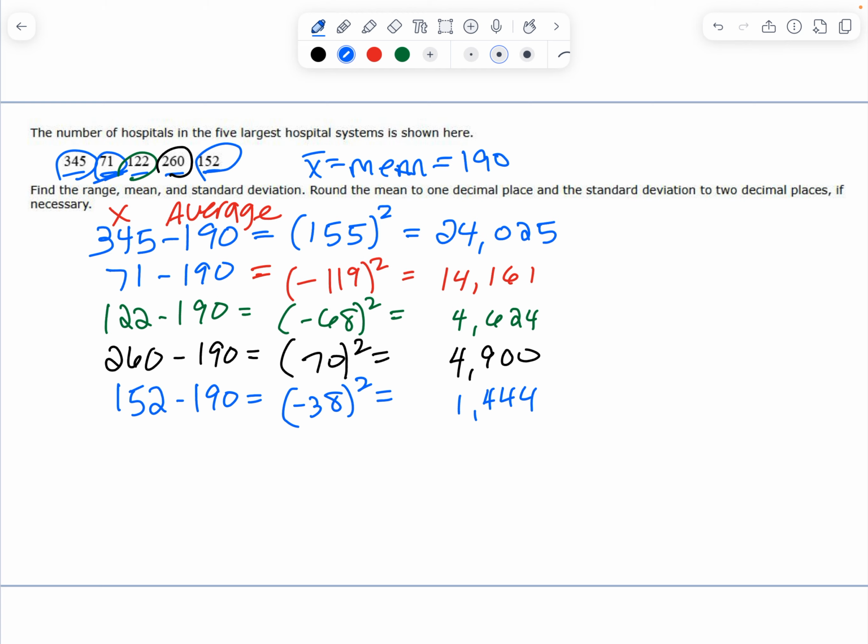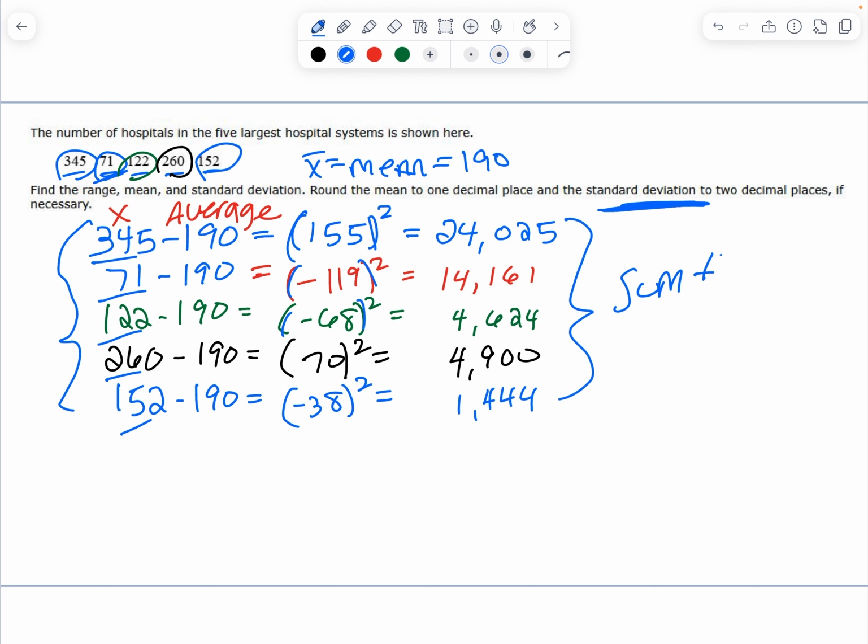So what we did is find the differences between each piece of data and the average. We're looking for deviation. How far away does data vary from the average? To standardize things, we square those differences, and that makes all of these positive. Then you're going to add these together. We sum up the squares. If we add these up, we get 49,154.